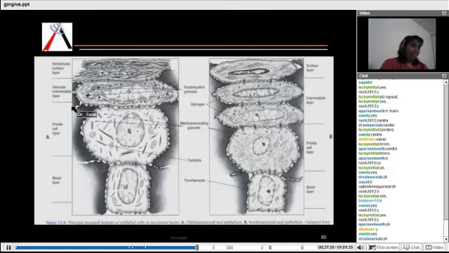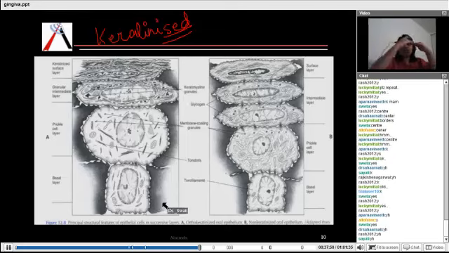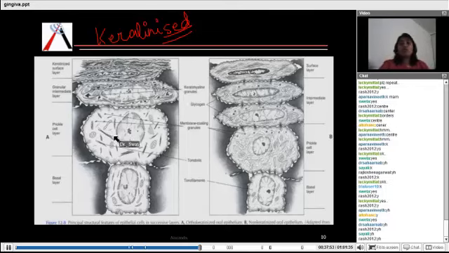Then we have the prickle cell layer, also called the spinous layer. After that, we have the granular layer. After the granular layer, we have a keratinized surface layer wherein we have dead cells which do not have a nucleus. They have lost their nuclei and their organelles, and it is a horny layer, just a dead layer.